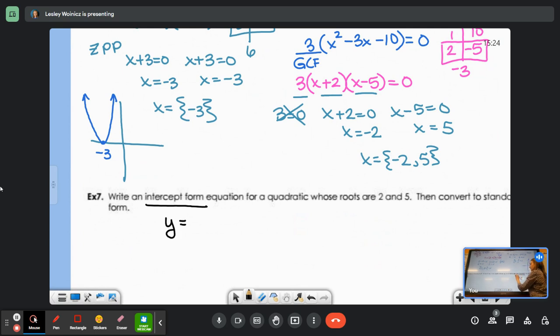Y equals x, x, and I want you to find the rest of the factors. I want the roots to be 2 and 5. Positive 2, positive 5. What will the signs be in intercept form?